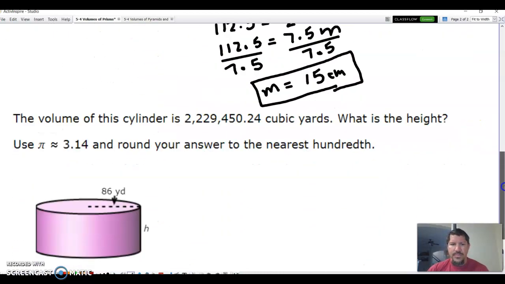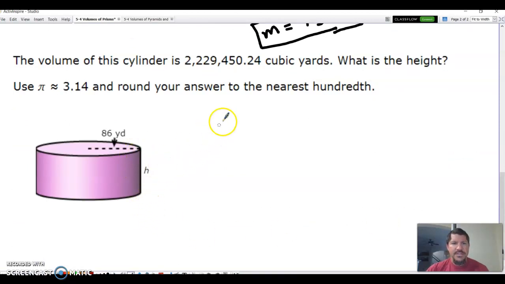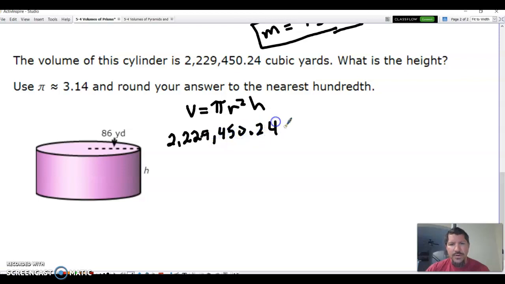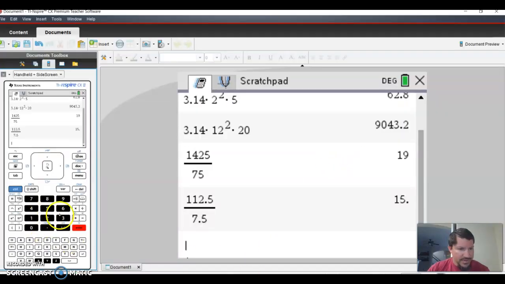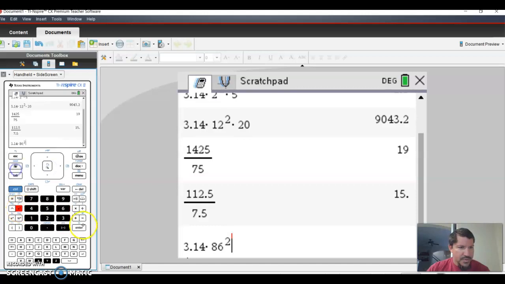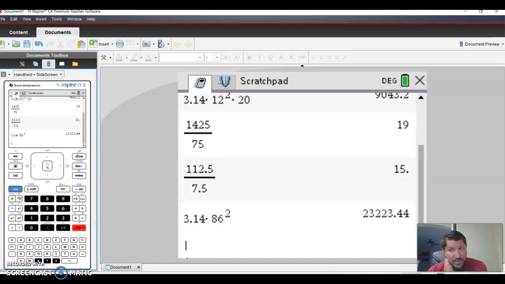Pretty simple. Alright, so we want to find the height of the cylinder. Real big numbers here. So remember, volume is pi r squared h, right? So this is going to be 2,229,450.24 equals 3.14 times 86 squared times h. So let's find out what 3.14 times 86 squared is. 3.14 times 86 squared is 23,223.44.